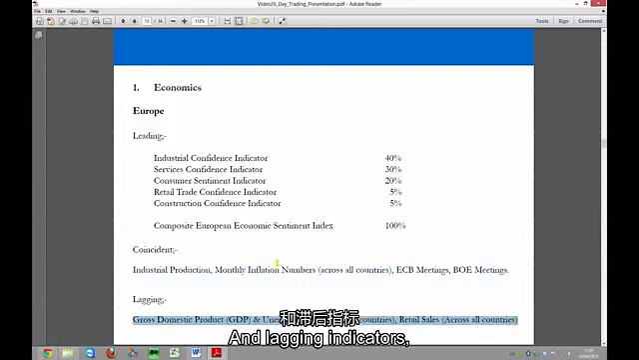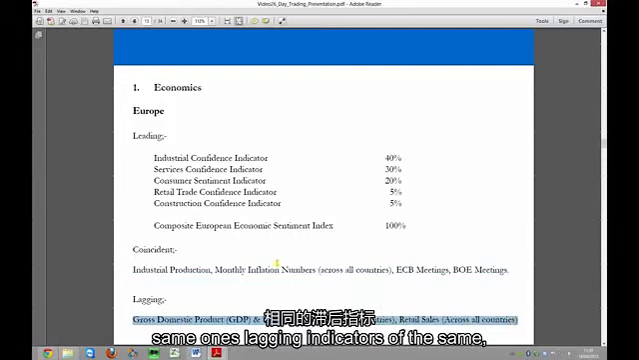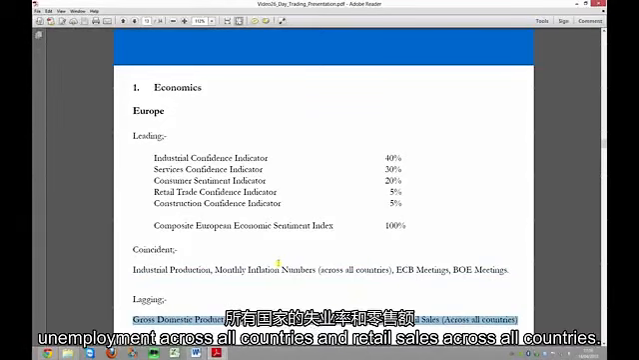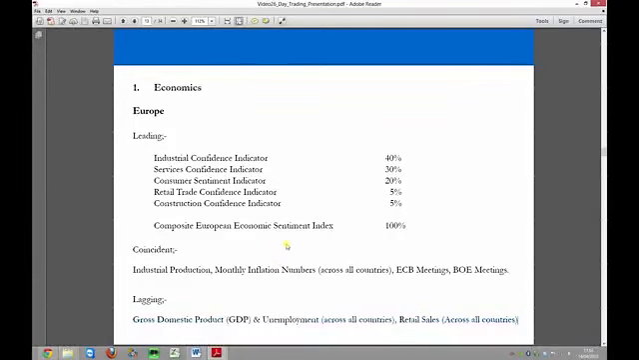And lagging indicators, same ones. Lagging indicators are the same usually across all regions. So GDP itself, unemployment across all countries, and retail sales across all countries.